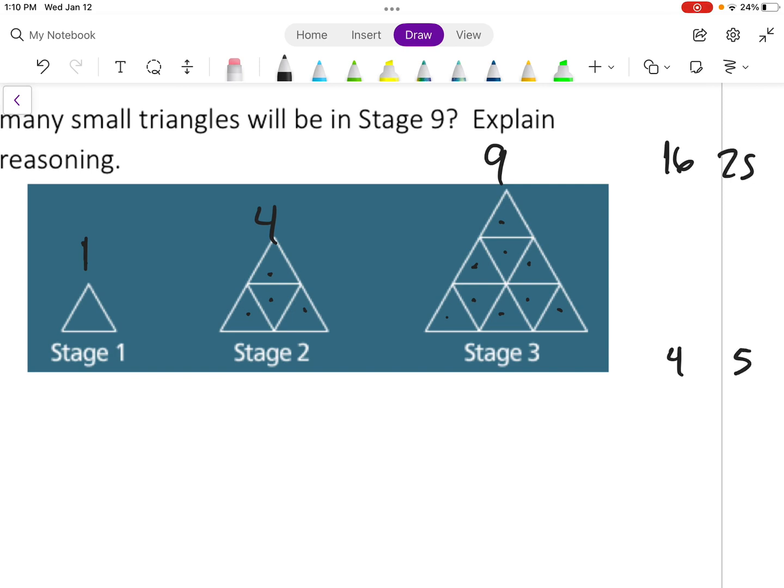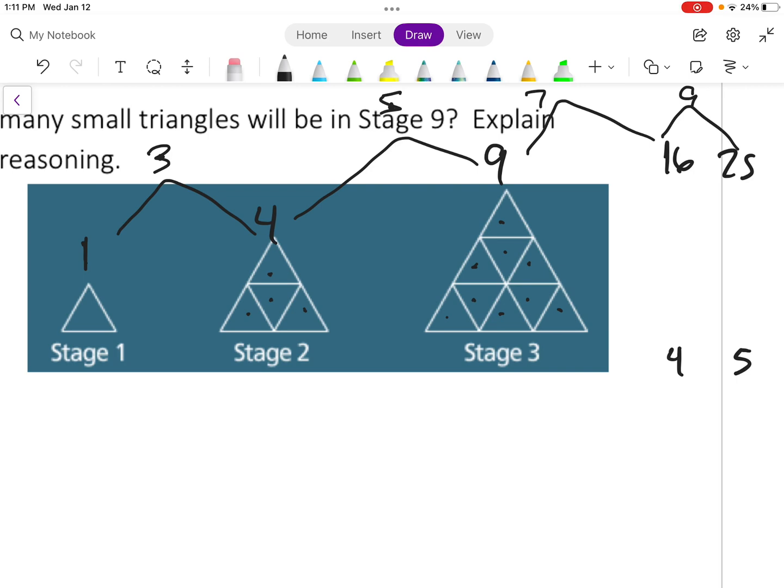But if you look at the pattern, this goes up by 3. The number of triangles goes up by 3 between stage 1 and stage 2. Then it goes up by 5. And then it goes up by 7. And then it goes up by 9. Now we can start to see a pattern where the differences, or the amount of increase, is going up by 2.